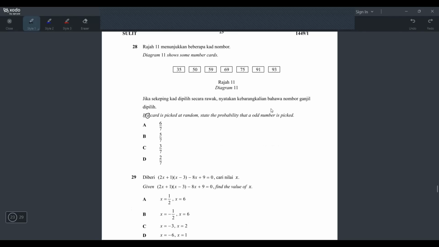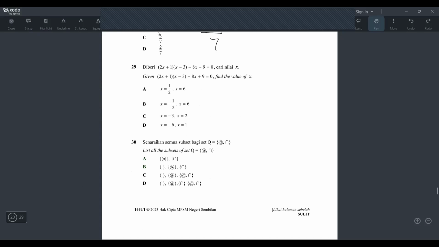If a card is picked at random, state the probability that the odd number is picked. This one very easy. How to find the probability of odd number? You will take the number of odd number, divide total. So what is the number of odd number? Odd number means nombor ganjil. It means number that cannot divide two. So 1, 2, 3. This one odd number. This one also odd number. This one odd number, right? Yeah. So 1, 2, 3, 4, 5, 6. So 6. So what is the formula for probability of odd number? You take the number of odd number, which is 6, divide total 7. So the answer is A. Okay, let me just double check. Is it true? All these odd number? Yeah, correct. Okay. So that's the answer lah.